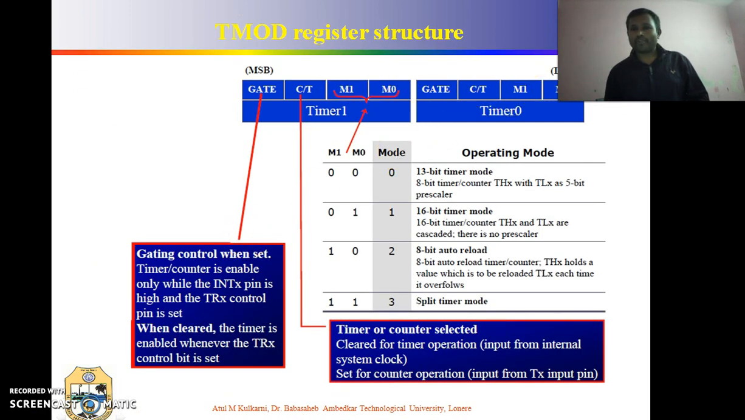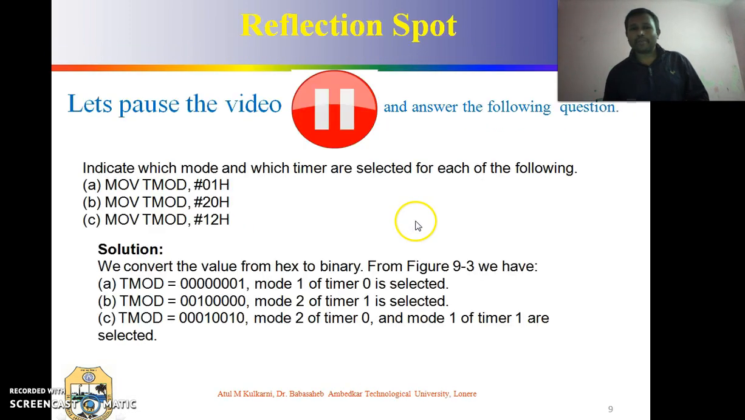This is the format of TMOD register. 0 0 0 0 0 0 0 1 means these 2 bits are 0 1 and all other bits are 0. That means we are using timer 0 in mode 1. The same is mentioned here. If you load TMOD with 01 hex data, then you are using mode 1 of timer 0. If you load TMOD with 20 hex data, what happens?